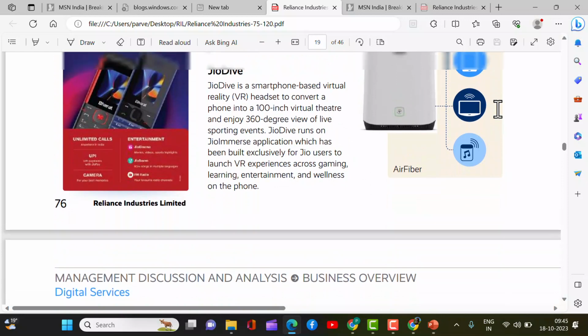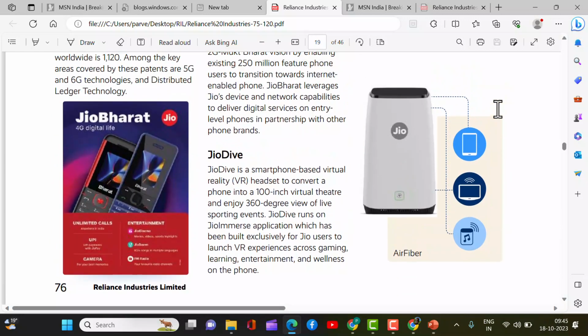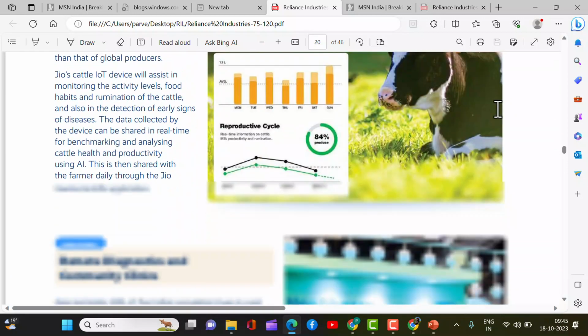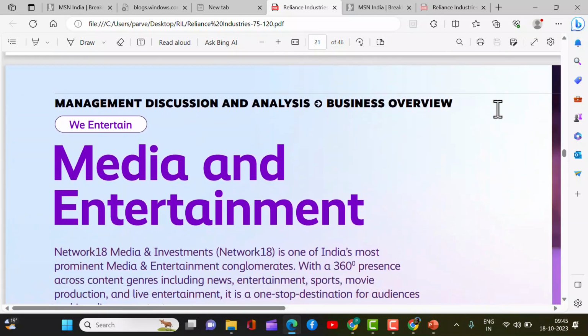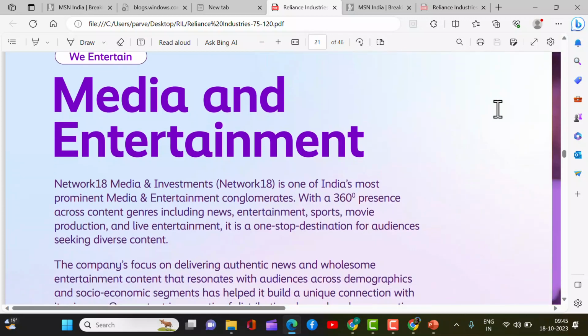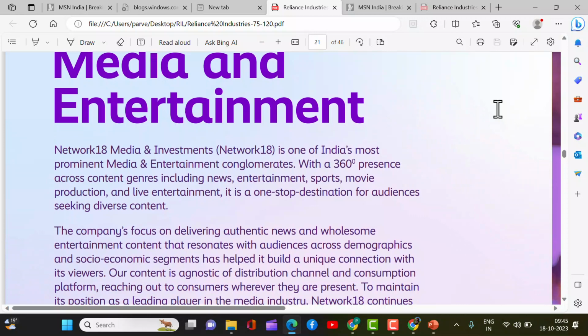So then we have this air fiber, which is going to be there now. So we come to media and entertainment. Media we haven't done, is it? No. Okay. So we will do the media and then we'll have a break. Okay, fine. Media and entertainment. Okay. Just read this.